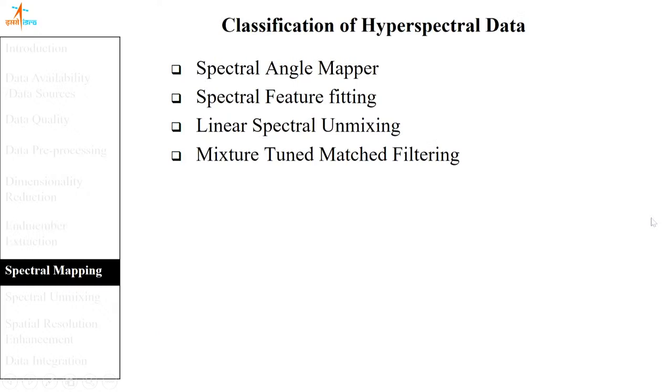Once the endmembers are extracted, now we have to perform classification. Classification techniques for hyperspectral data are a little different from those for multispectral data. They are spectral angle mapper, spectral feature fitting, linear spectral unmixing, and mixture tuned matched filtering. Linear spectral unmixing and mixture tuned matched filtering are your unmixing techniques, through which we can generate weighted fractional coefficient images. These are the subpixel techniques.